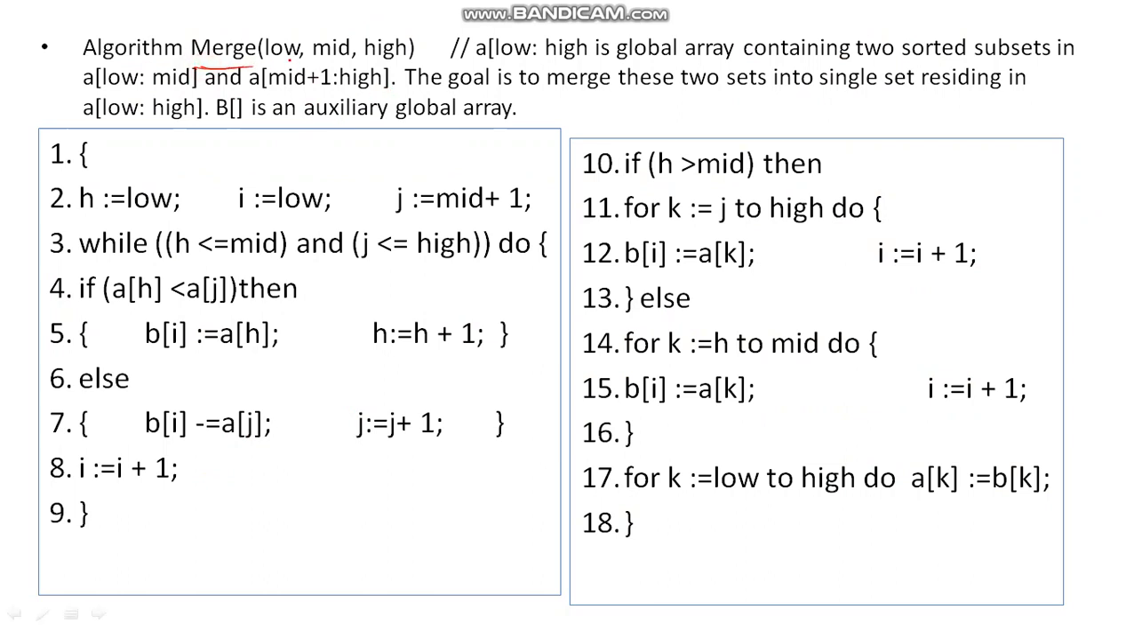Okay, so this is the Merge where the parameters are low, mid and high. In a single array there is a low parameter, a mid parameter, and a high parameter. And I want to merge two subarrays. One subarray is from low to mid, and the second subarray is from mid plus 1 to high. So here h is equal to low. I am taking some other variables to hold the values. i is equal to low and j is equal to mid plus 1.